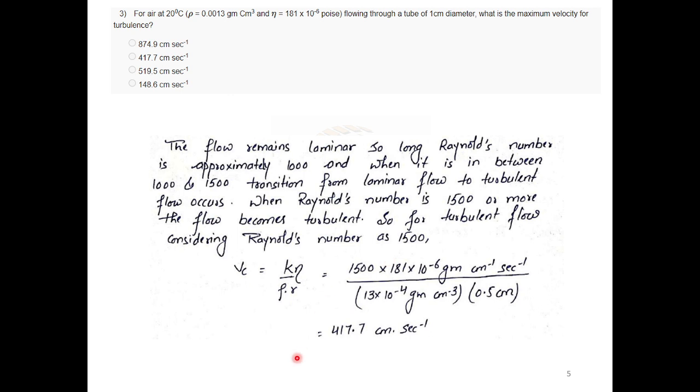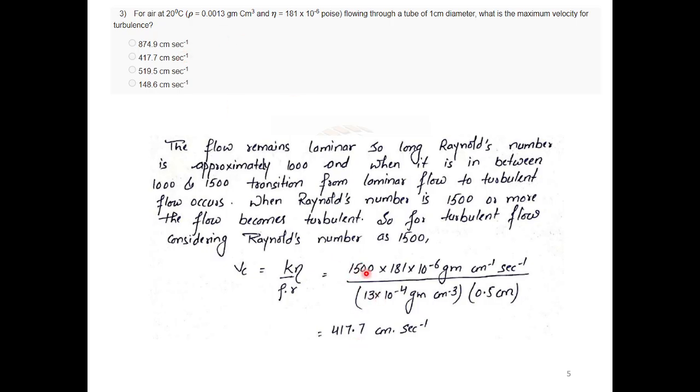This Reynolds number is written as k into eta by rho into r, where k is the value considered as the Reynolds number, 1500, and eta is the viscosity, which takes a value of around 181 into 10 to the minus 6 poise. Rho is the density, and the diameter is 1 centimeter, so if you divide it by 2 you get 0.5 centimeter, which is the radius. As you can calculate, the maximum velocity comes to around 417.7, so the correct answer is B.